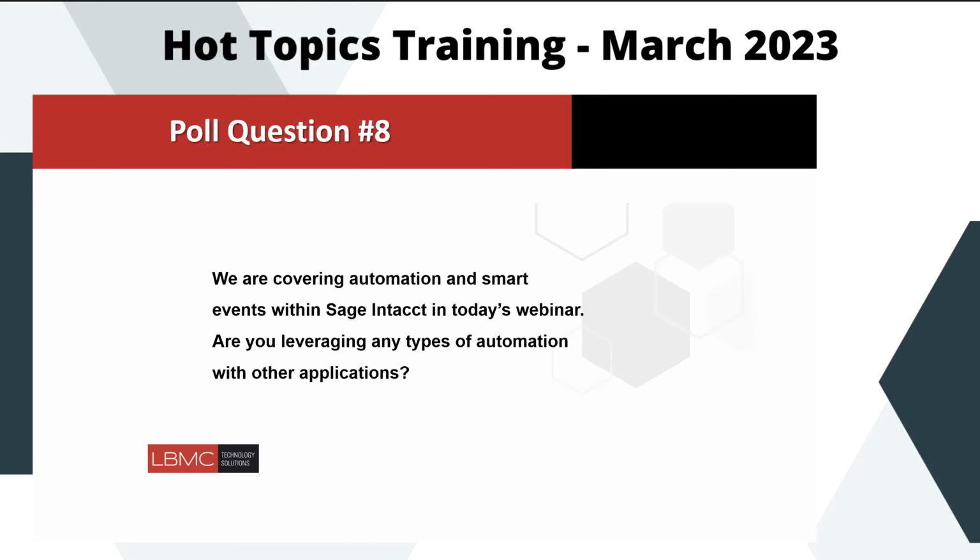All right, just about wrapped on this poll. Give you about another 10 seconds. All right, great. So for almost half of you, Sage Intacct is your first step into leveraging automation in some of these business critical applications. Got about 40% using Sage Intacct Smart Rules, Smart Events, and maybe some other things. And then 16% are frequent users of intelligent automation.